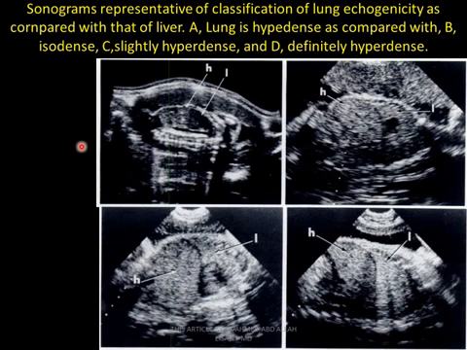Sonographic representative classification of lung echogenicity as compared with that of the liver. Lung hypodense compared with the liver in this image. Isodense compared with the liver in this image. Slightly hyperdense in this image, definitely hyperdense. If the lung is hyperdense relative to the liver, it's mature. This is the study and these are the slides. We depend on the echogenicity of the lung.